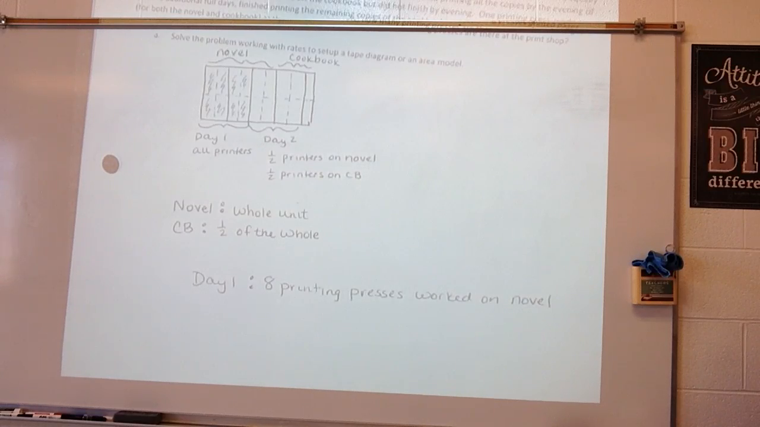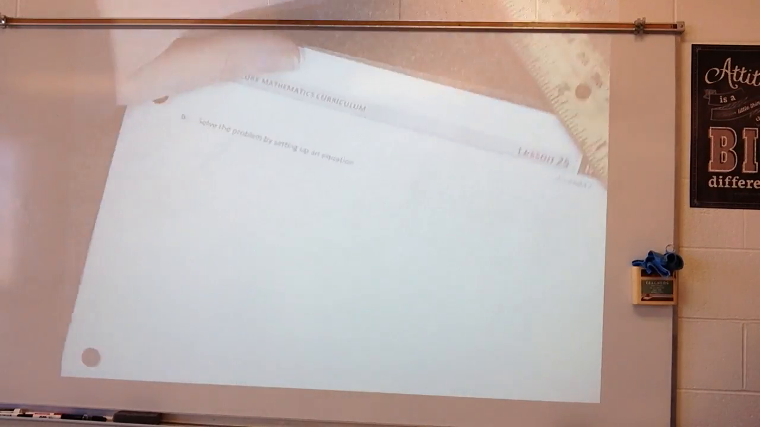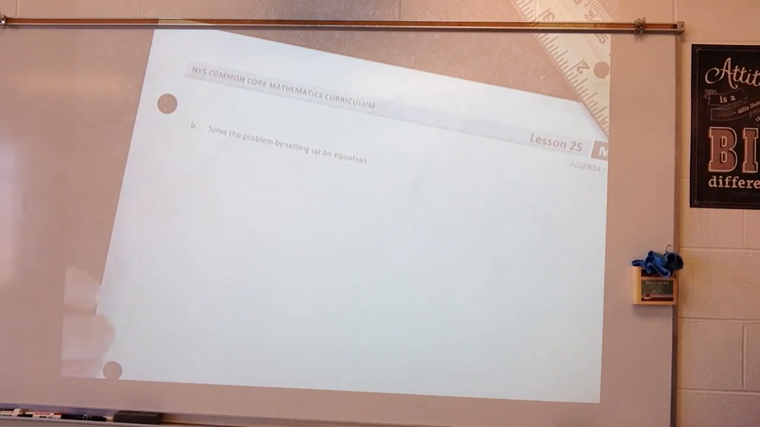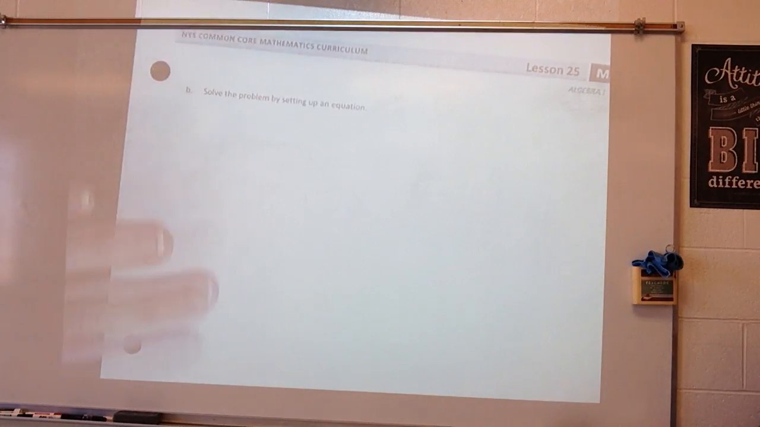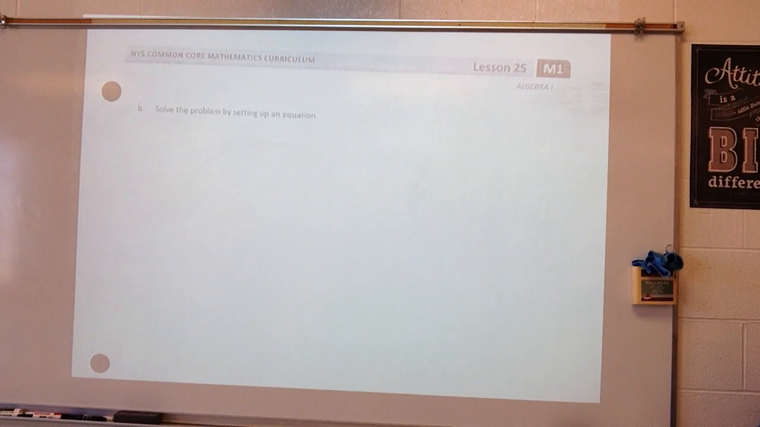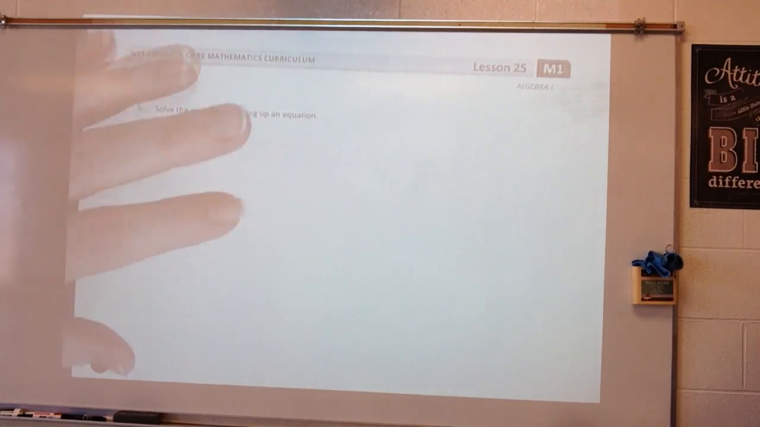Now let's look at part B. It says solve it by setting up an equation. So let's walk through this. I think setting up equations is a little easier, but we will see. You might like the area models better. So let's talk about the variables that we need to know. The number of printing presses, this is what we're trying to find.